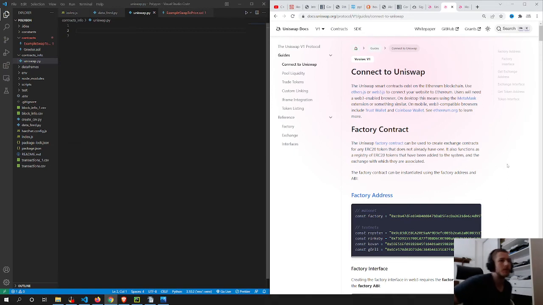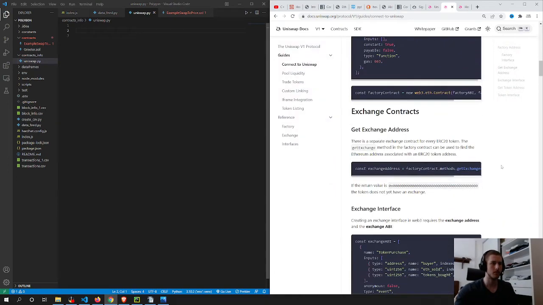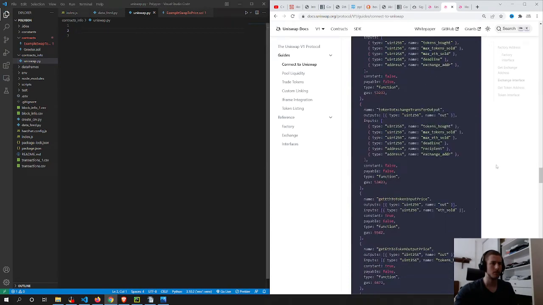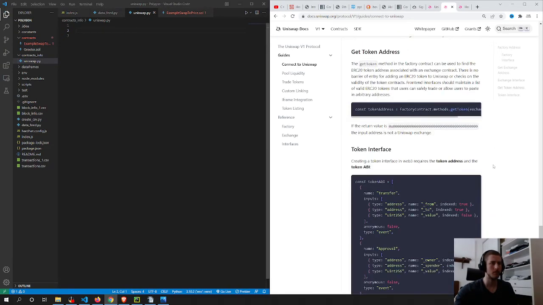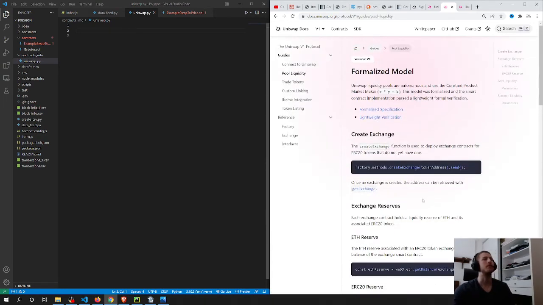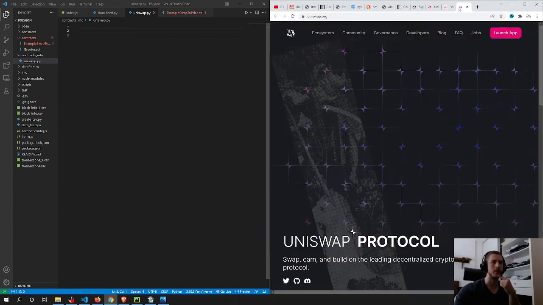Factory contracts. I think I need to understand better before I jump into the contracts. Because if I don't understand the ideas and the principles, I'm not gonna be able to create good code, I think.